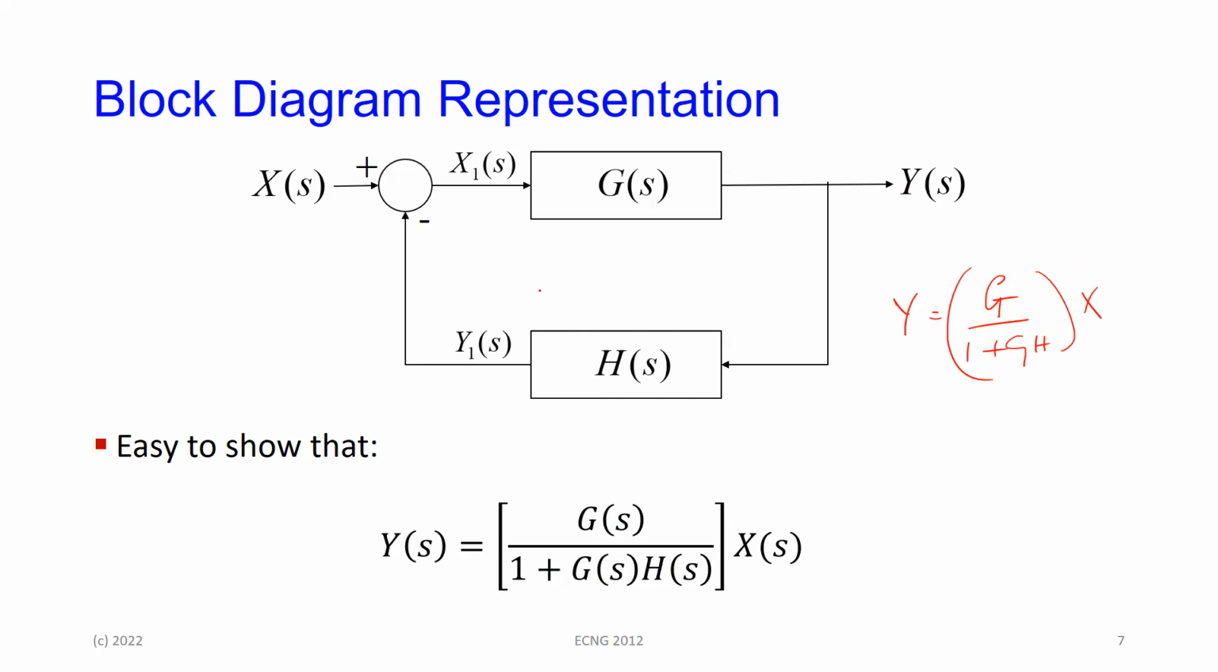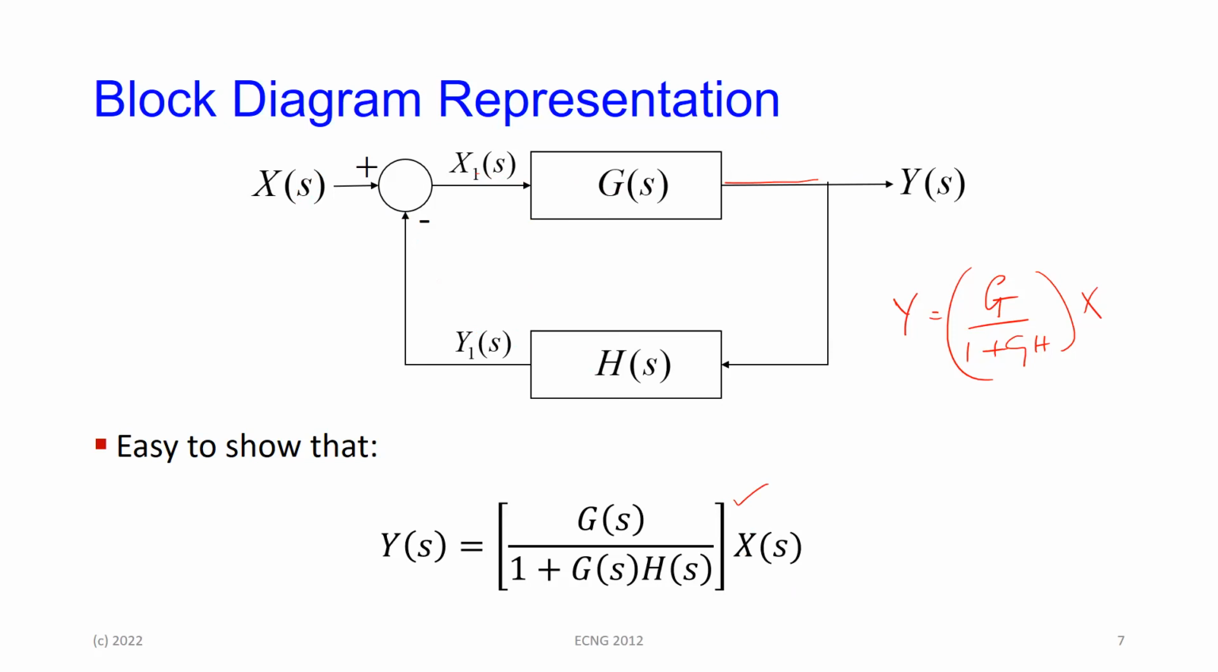How you would show that, of course, is that you say, for instance, that Y(s), which is the output here, is X1 times G, okay? Y1 is Y times H, and then X1 is X minus Y1. And if you eliminate Y1 and X1, you will end up with this transfer function. And we'll do that formally, okay?